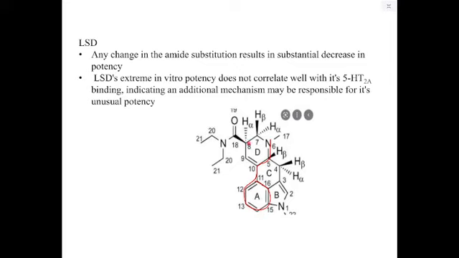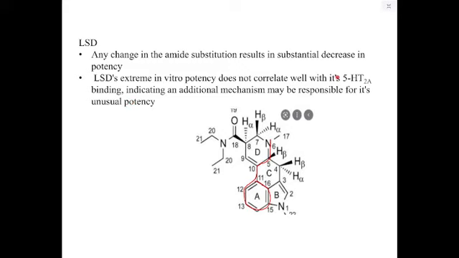If you look at position 8, we do have this carbonyl group, and this substituent here. This is the substituent we are talking about. Any change in the amide substitution, this is the amide, N-C double bond O, results in a substantial decrease in potency. So in other words, we do require the ethyl amide for optimal or maximum activity.